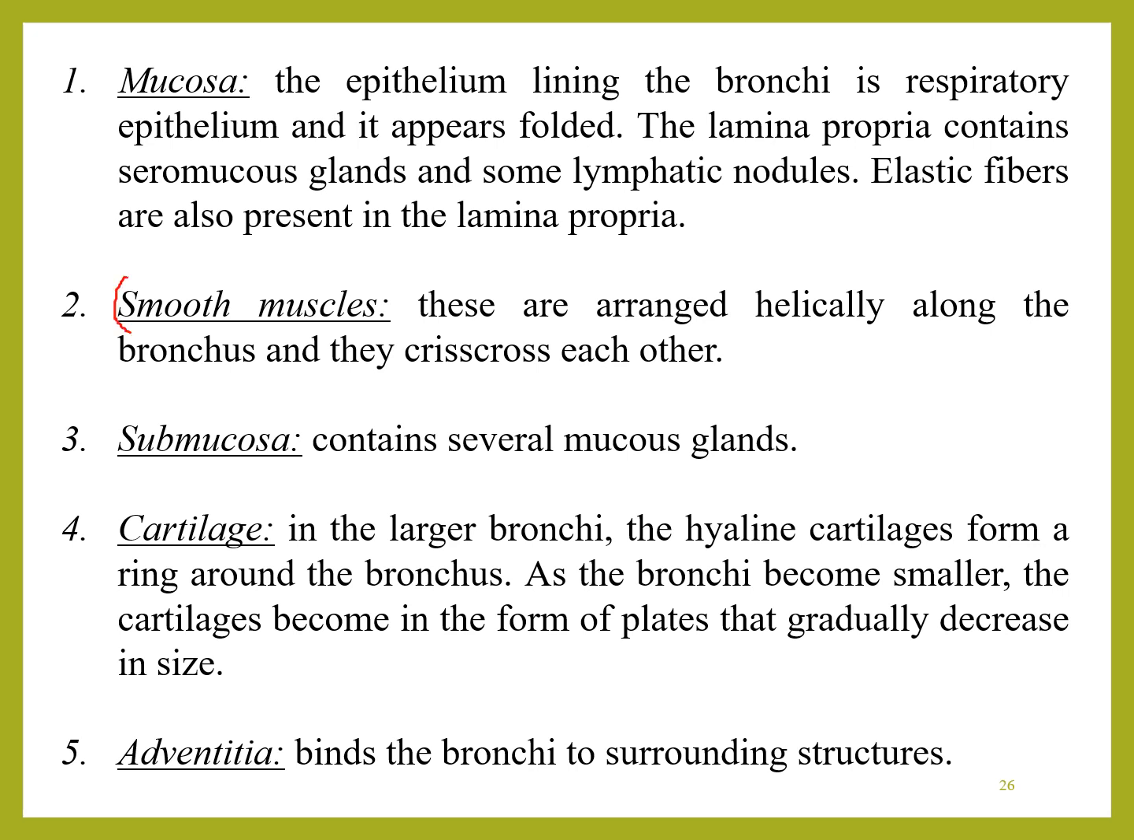Here we have a layer of smooth muscles immediately underneath the mucosa. Now, in the bronchi, the smooth muscles here are arranged helically along the bronchus, and they crisscross each other. So they spiral around the bronchus and they crisscross each other. Because I have smooth muscles, the epithelial lining is folded. The mucosa appears folded because of these muscles. The submucosa is a connective tissue layer with several glands, and then cartilage.